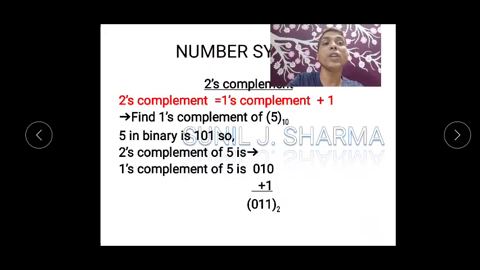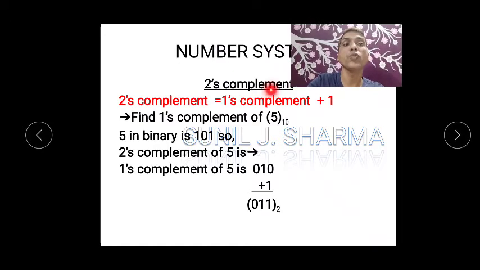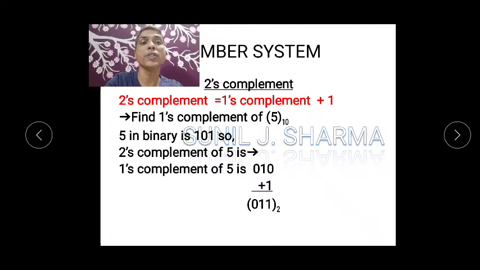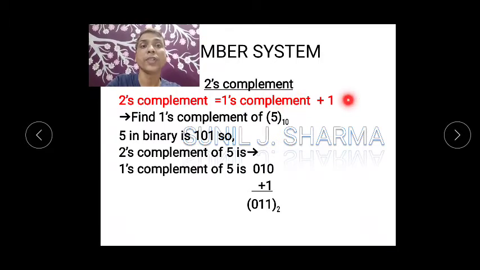Now after this we are also having the last concept, that is two's complement. Two's complement is nothing but one's complement plus 1. This is a very important formula. I just told you what is one's complement. Just replace 0 by 1 and 1 by 0, and if you add 1 to that, then two's complement will be there.